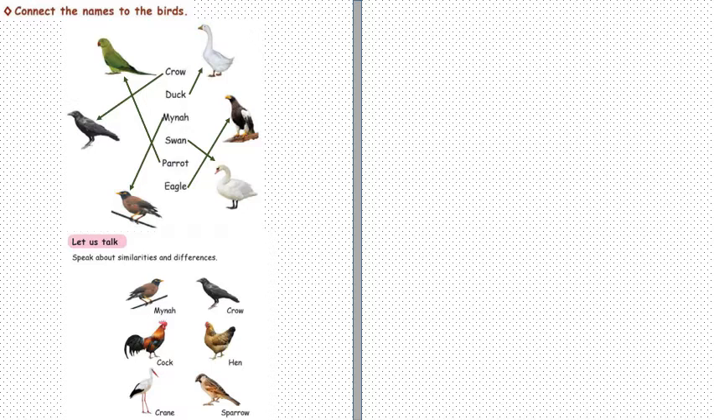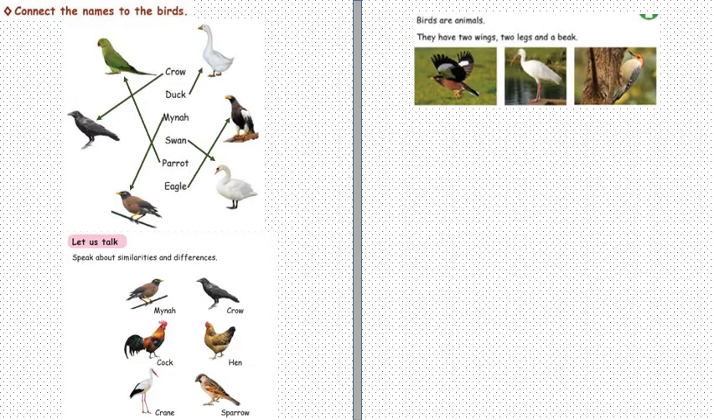Similarities: they all are small birds. Crow, myna and sparrow can fly, whereas rooster, hen and crane are not able to fly, and you usually find cranes near the water. The similarity can be that they all eat fish, but they also eat seeds.